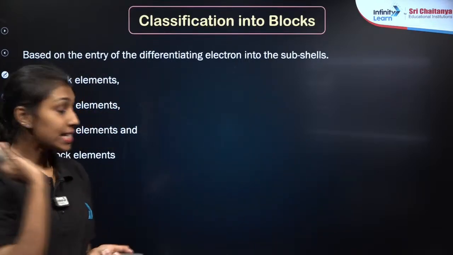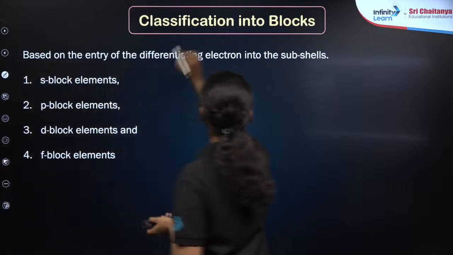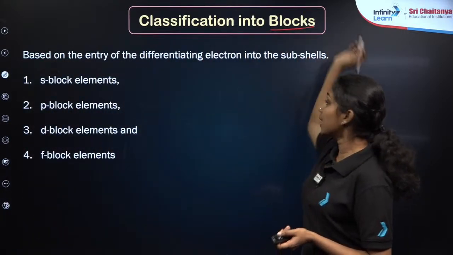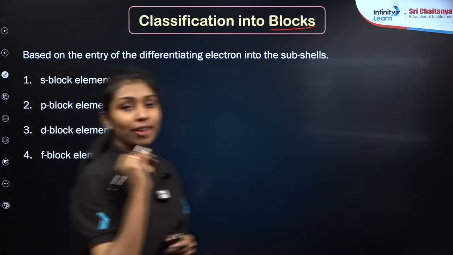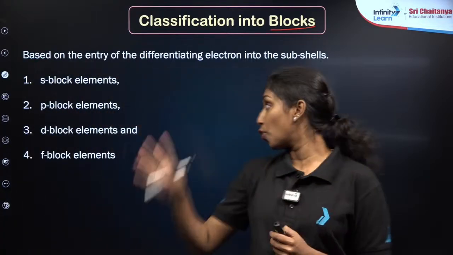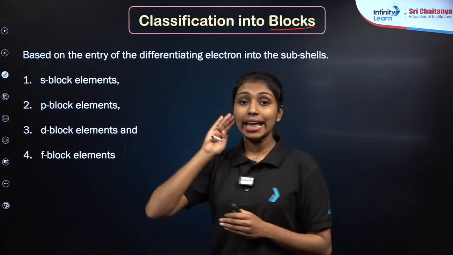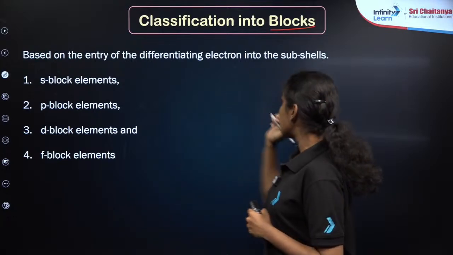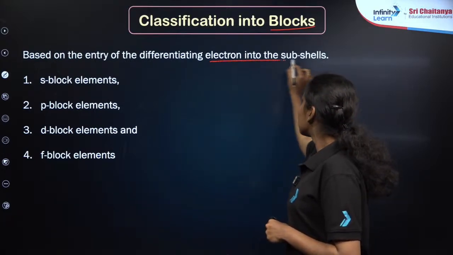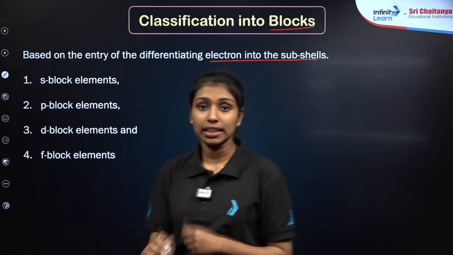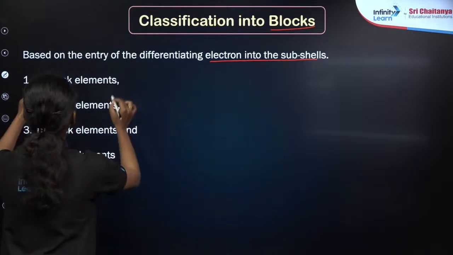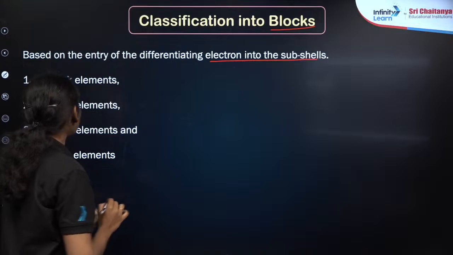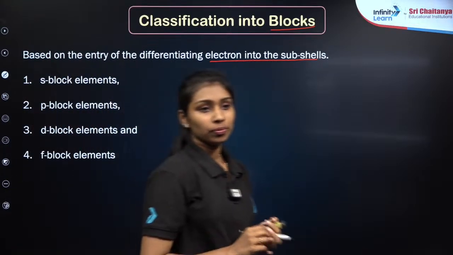Now we are moving to the next classification, that is the classification of elements into blocks. You must have an idea about the blocks of elements. We have classified all the elements into 4 blocks according to which subshell their last electron enters. So we have divided all the elements into 4 blocks: S block, P block, D block and F block elements.